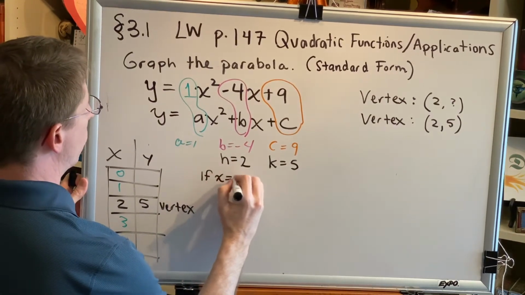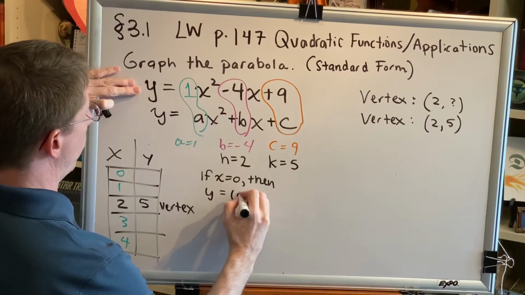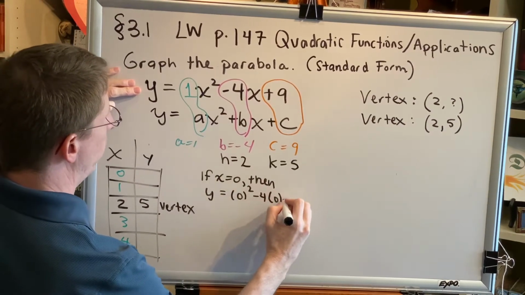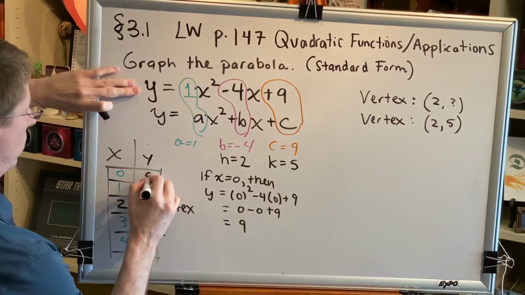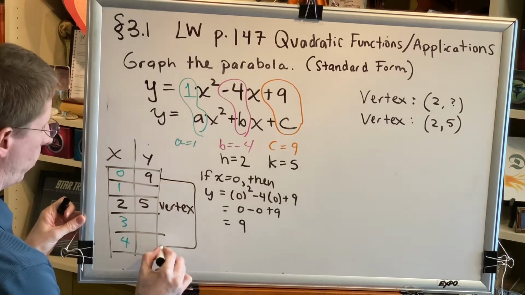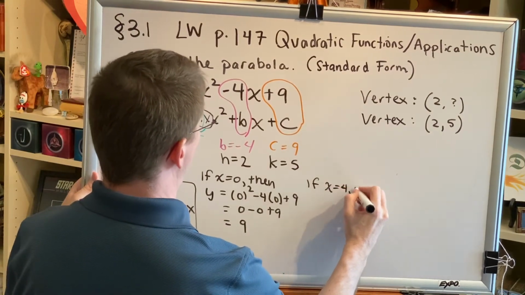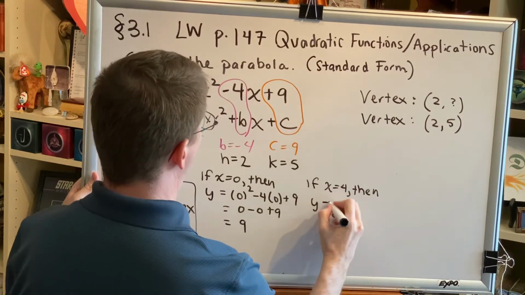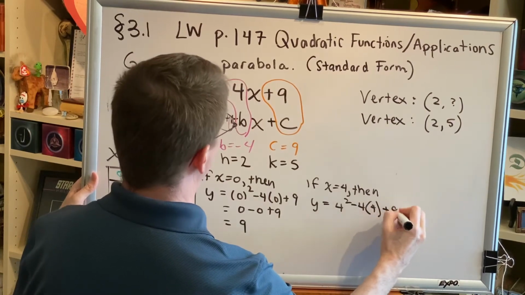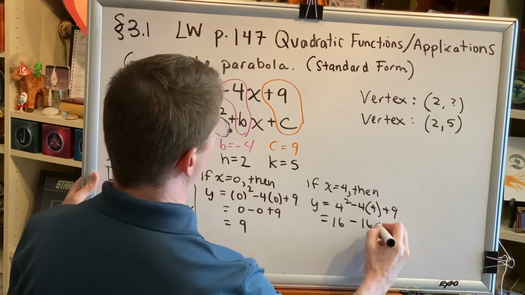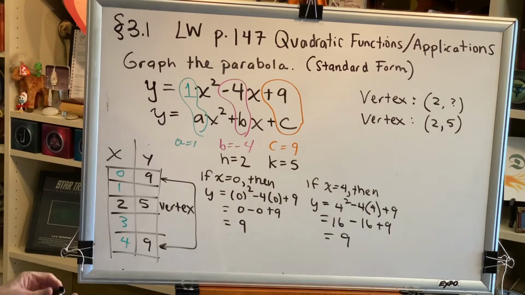All right, now we're going to plug in each value of x. If x equals 0, then, plugging into our equation, y equals 0 squared minus 4 times 0 plus 9. That's 0 minus 0 plus 9, which is 9. Now we should get the same value when we plug in 4. Let's do it just to make sure that we're correct and we haven't made any mistakes. If x equals 4, then y equals 4 squared minus 4 times 4 plus 9. 16 minus 16 plus 9. 16 minus 16 is 0 plus 9 is 9. And indeed we get the same result.